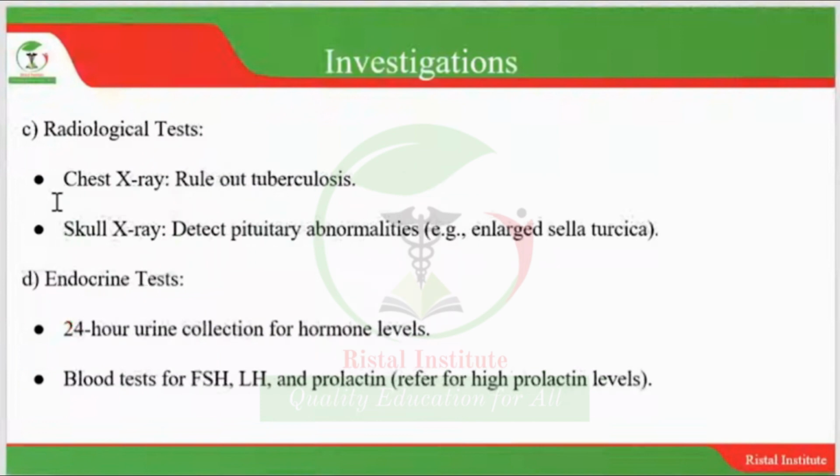Radiological tests like chest x-ray to rule out tuberculosis, because we have said tuberculosis is one of the pathological causes of secondary amenorrhea. Then skull X-ray to detect pituitary abnormalities, for example, enlarged sella turcica. Then endocrine tests. Here, a 24-hour urine collection can be done for hormone levels. Then blood tests for follicle stimulating hormone, luteinizing hormone and prolactin. This one refers to high prolactin levels, and if detected, then treatment can be done accordingly.